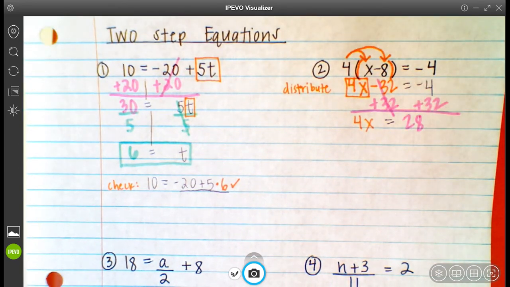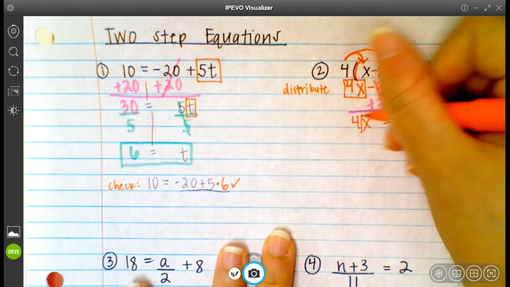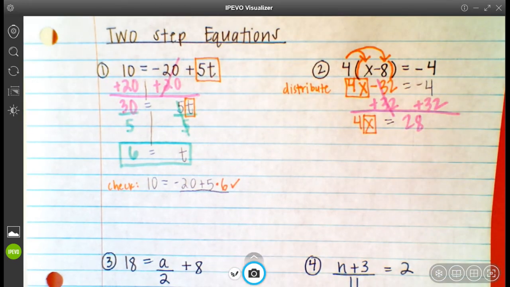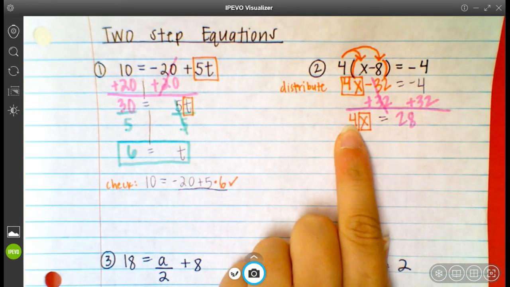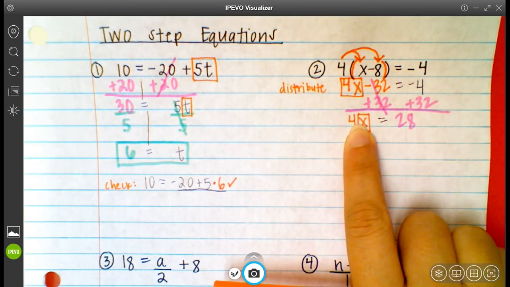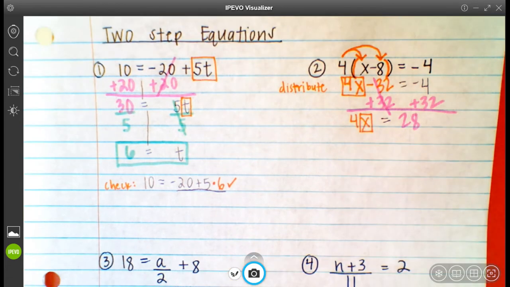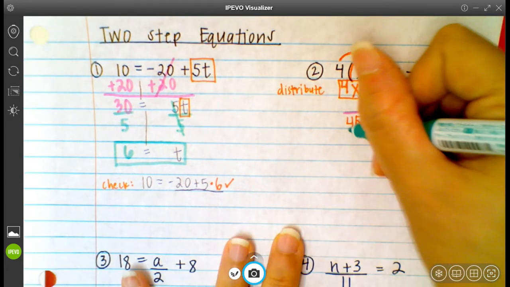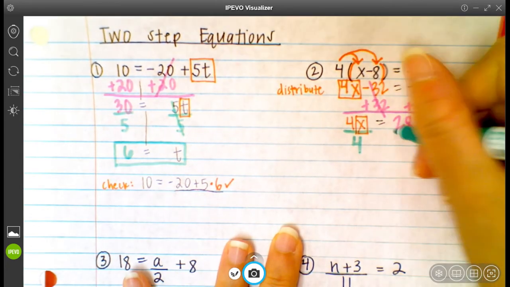Now, to finish it off here, to get x completely by itself, we have to undo the 4 that's in front of it. So since I don't see an addition, subtraction, or division sign, that means we have to divide. So we're going to divide by that 4.